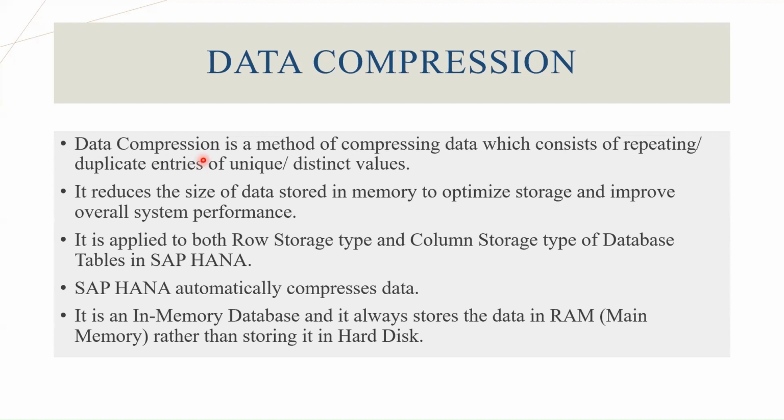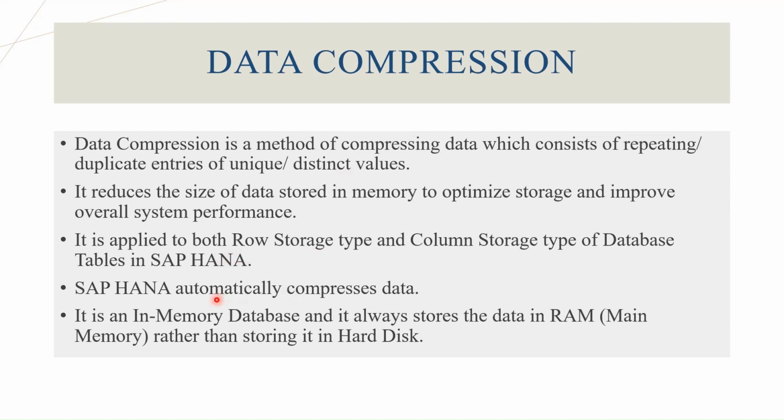Data compression is a method of compressing data which consists of repeating or duplicate entries of unique or distinct values. Because of that, it reduces the size of data stored in memory and improves system performance. This technique can be applied to both row storage and column storage, as we have seen in the previous lecture. But if it is performed on the row store, there will be no impact. So we consider that property applies in case of only column store.